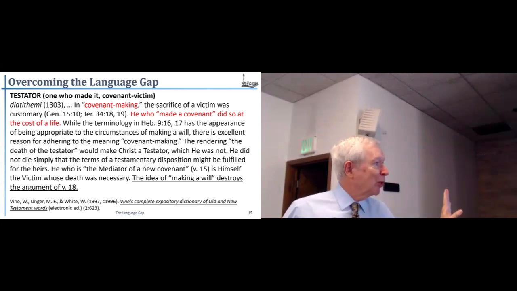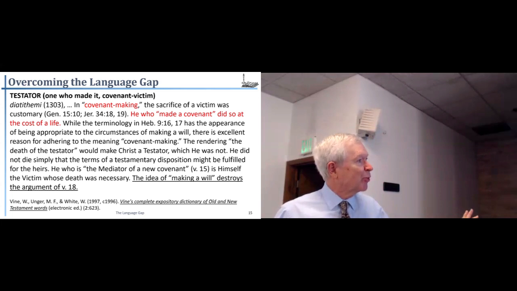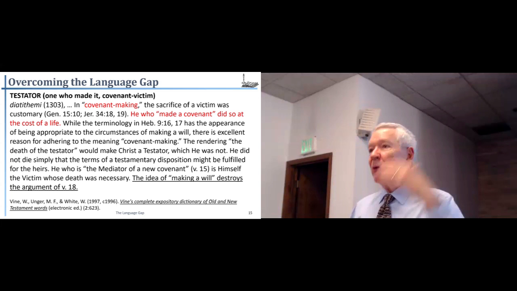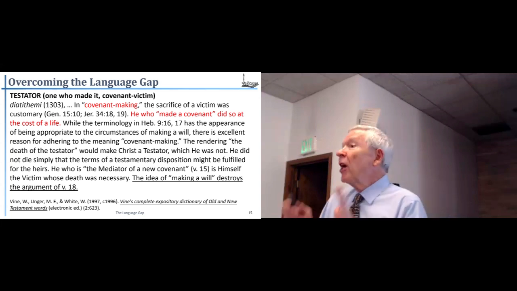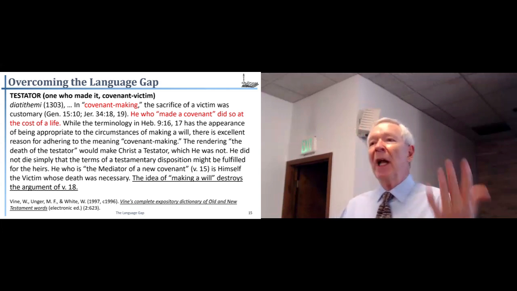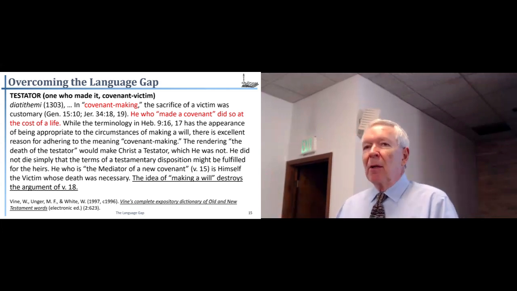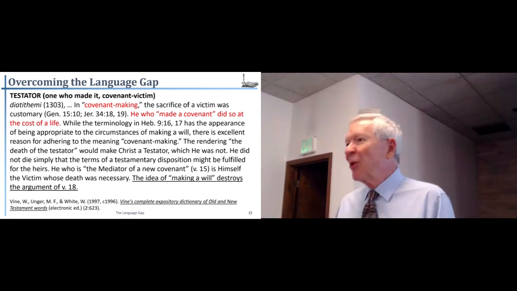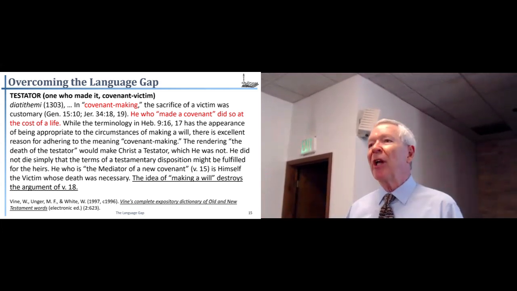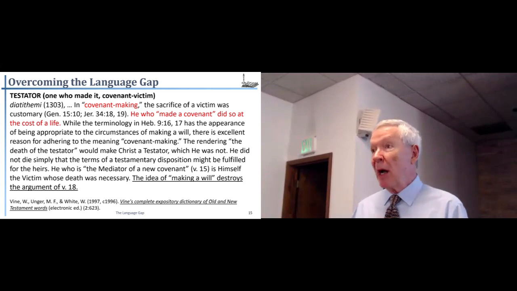He did not die simply that the terms of the testamentary disposition might be fulfilled. He is the mediator of a new covenant. He himself was the covenant victim, and it was his death that was necessary. So there we've got a good explanation of what they mean. But it's kind of interesting because we think of the Old Testament and the New Testament. It kind of would have been better if we'd called them the Old Covenant and the New Covenant. That would have been better English words that would have helped us, as our language has changed, to understand what he had in mind there.